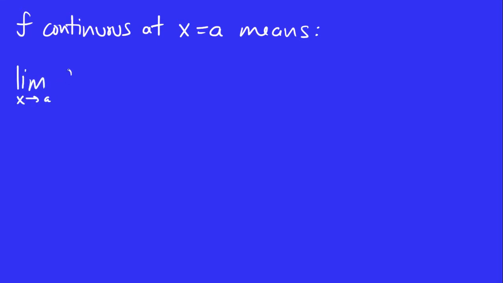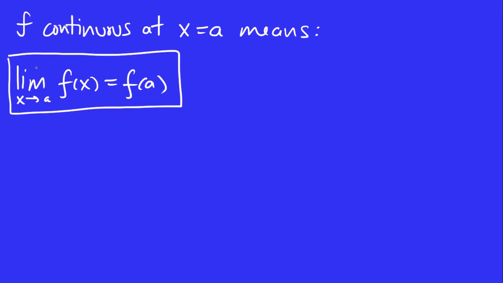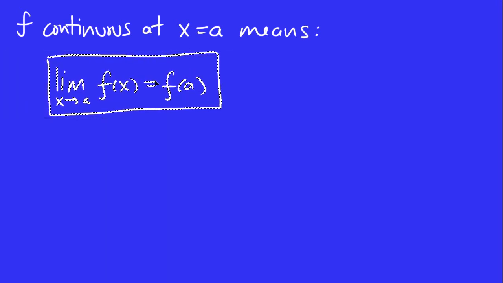So f continuous at x equals a means, let me just review quickly, what does it mean? It's easy. It's just the limit as x goes to a of f of x equals f of a. Now, this is the compact version of the definition, okay? I like it, but I kind of don't like it because when students first see it, they often miss a lot of the points that are hidden inside here.